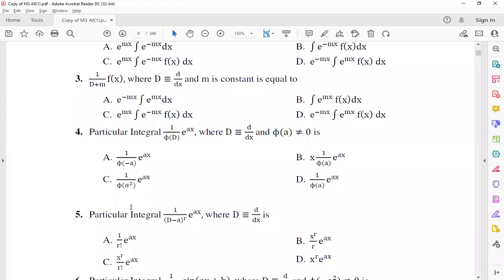Fourth. Okay. 1 upon f of D into e raised to ax. Is it a shortcut case? Yes, ma'am. Which one? Case one, the first case. Right. And it is said that phi of a is not equal to 0. That means they have put a in place of D and checked, and the answer did not come as 0. So is it the case of failure? Yes, ma'am. No.